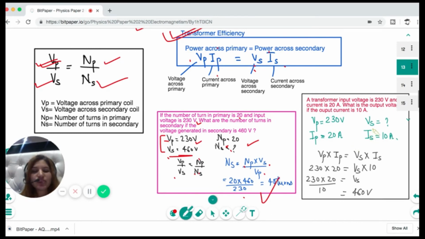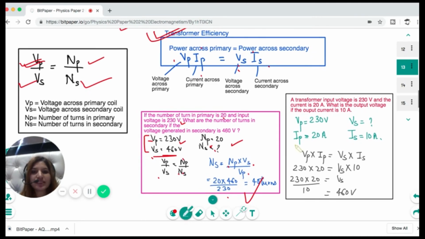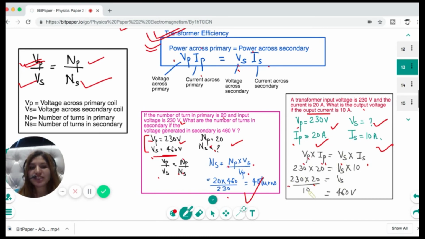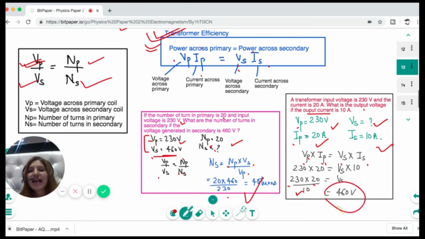Now, the next question is: a transformer's input voltage is 230 volts and the current is 20 amps. What is the output voltage if the output current is 10 amps? So we'll use the transformer efficiency expression. VP is 230, IP is 20, VS we have to find, IS is 10 amps. So we'll do VP times IP is VS times IS. So we'll rearrange this equation. VP times IP is 230 times 20, divided by IS, which is 10, gives 460 volts as the output voltage.